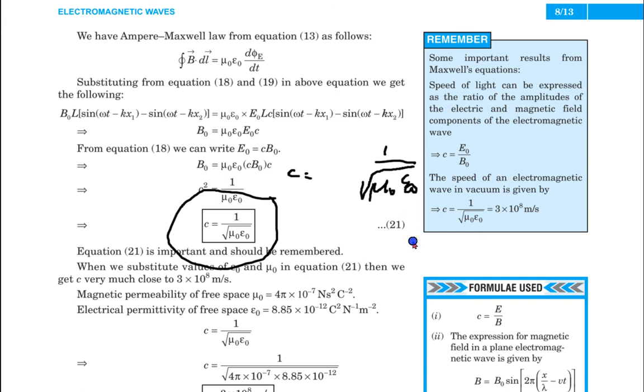Dimension of speed or velocity, so this equals the speed of light. The speed of light is in meters per second, and its whole unit, after simplification, comes to meter per second. This has the unit of meter per second.